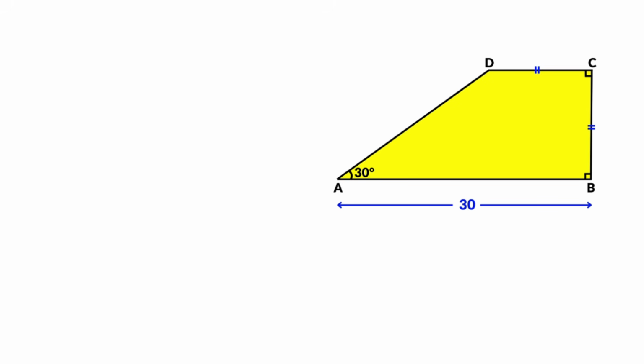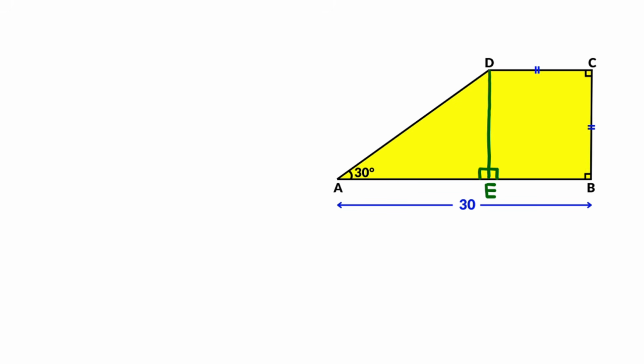Here's the key idea. Drop a vertical line from point D straight down to the base AB. Let's call the point where it meets the base E. With that one line, we've split the trapezoid into two much simpler shapes. On the right, we have quadrilateral EBCD. Since all four angles are 90 degrees and BC equals CD, this shape is actually a square.